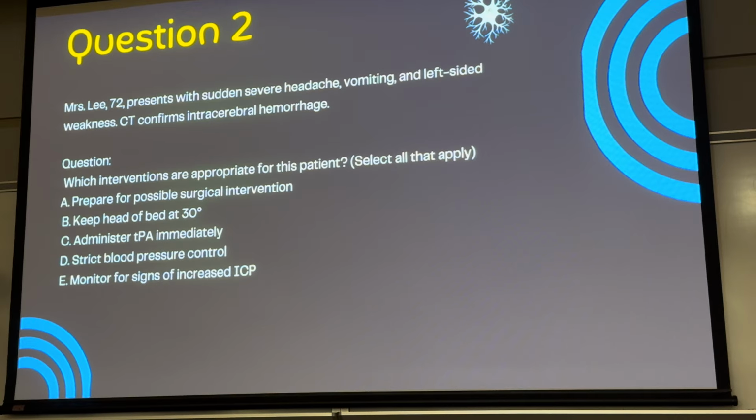Why that? For the ICP. For decrease in ICP, good. What about C? No. No, okay. Make them bleed more. D, strict blood pressure control. Yes. Yep, good. And then what about E? Yes. Yes. Makes sense, right? Only thing I really can't give right now is TPA. Don't want to increase bleeding further. All right, questions about that?